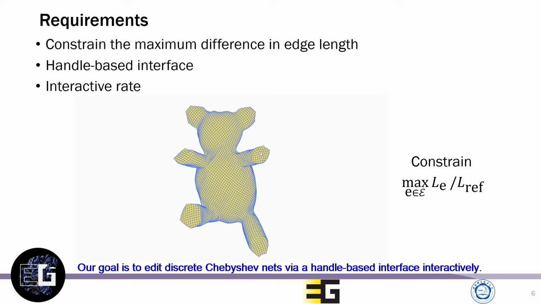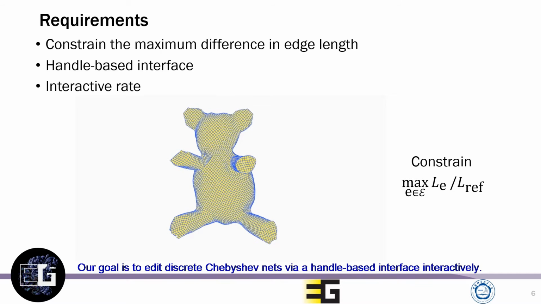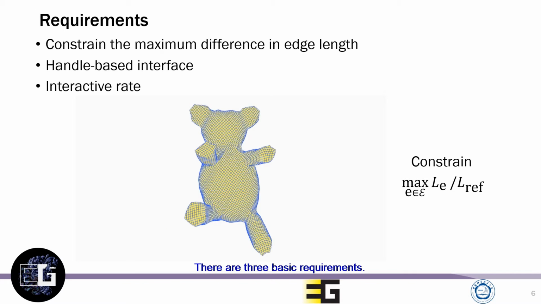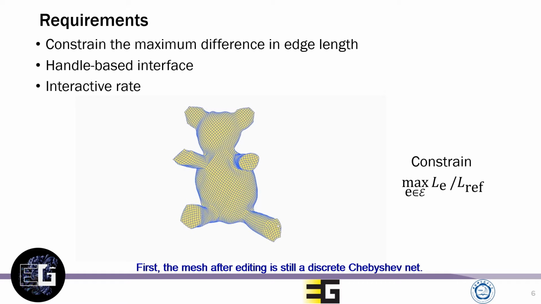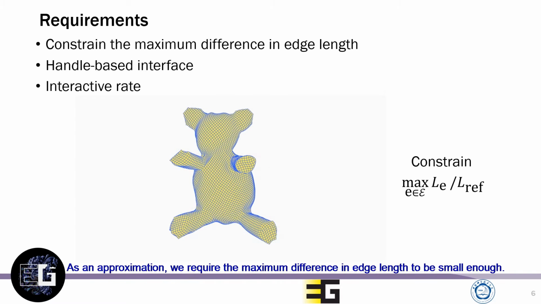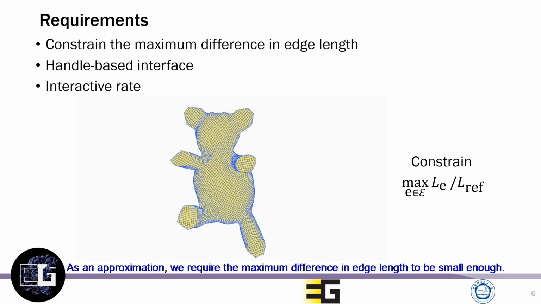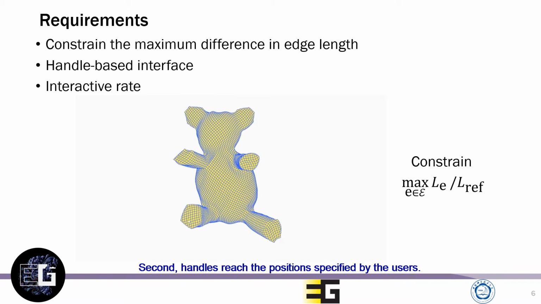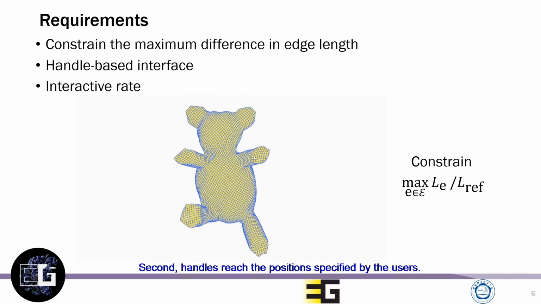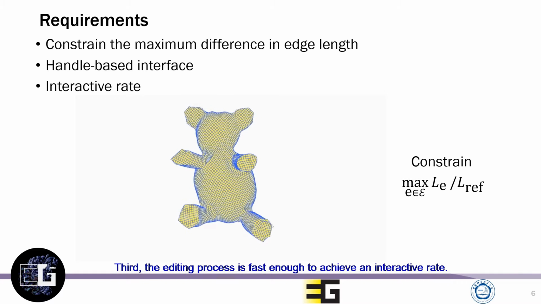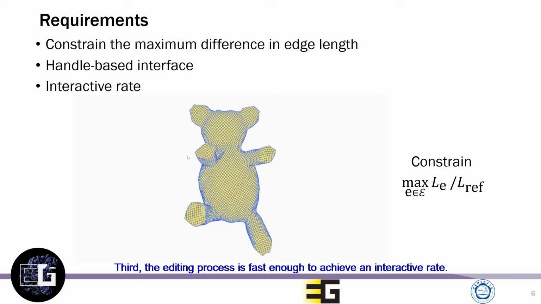Our goal is to edit discrete Chebyshev nets via a handle-based interface interactively. There are three basic requirements. First, the mesh after editing is still a discrete Chebyshev net. As an approximation, we require the maximum difference in edge length to be small enough. Second, handles reach the positions specified by the users. Third, the editing process is fast enough to achieve an interactive rate.